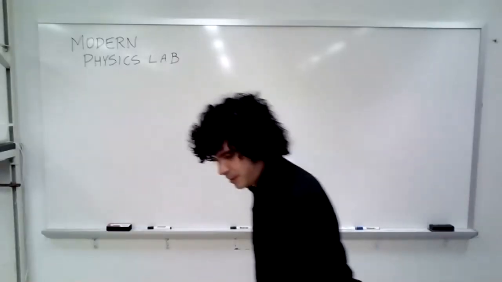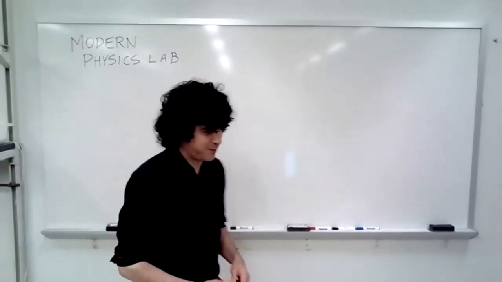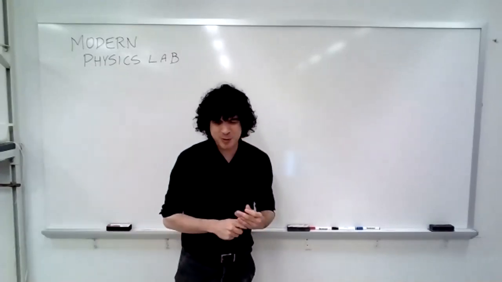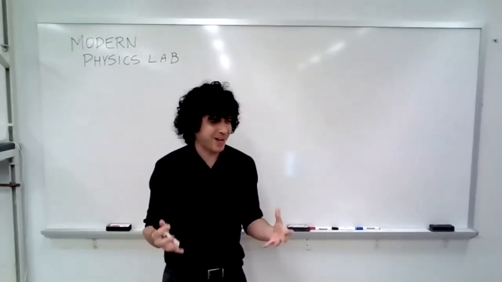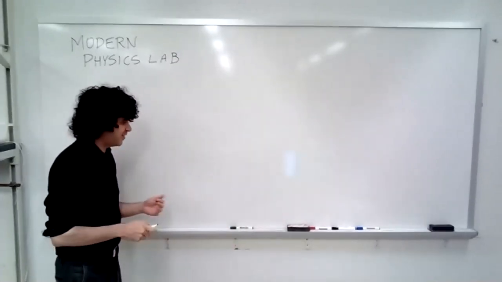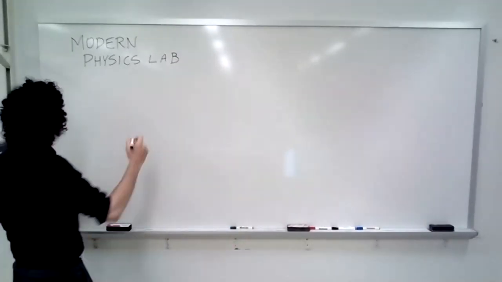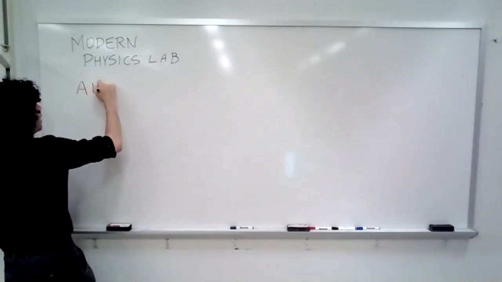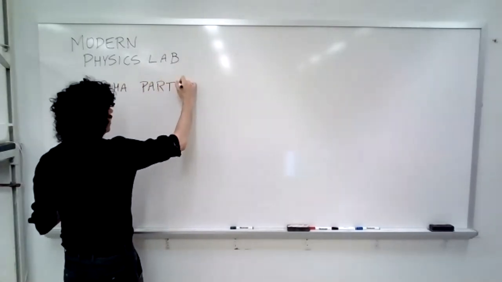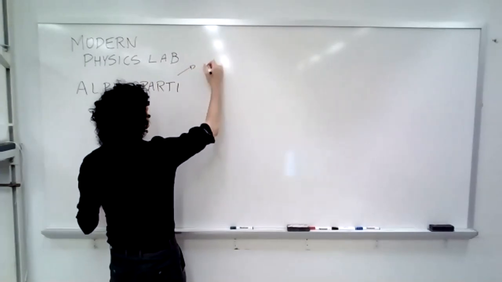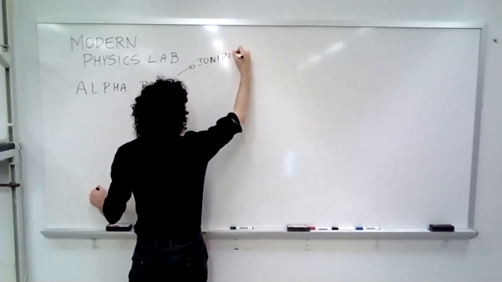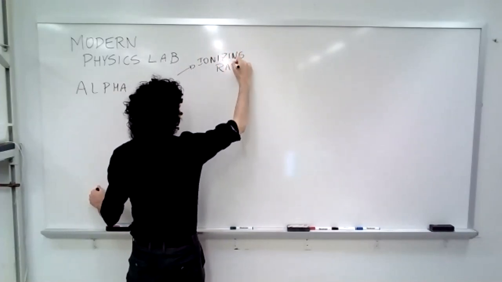All right, so this is working well. Today we'll talk about nuclear radioactivity and how to measure it. And the particles we'll be investigating today are alpha particles. So these are ionizing radiation.